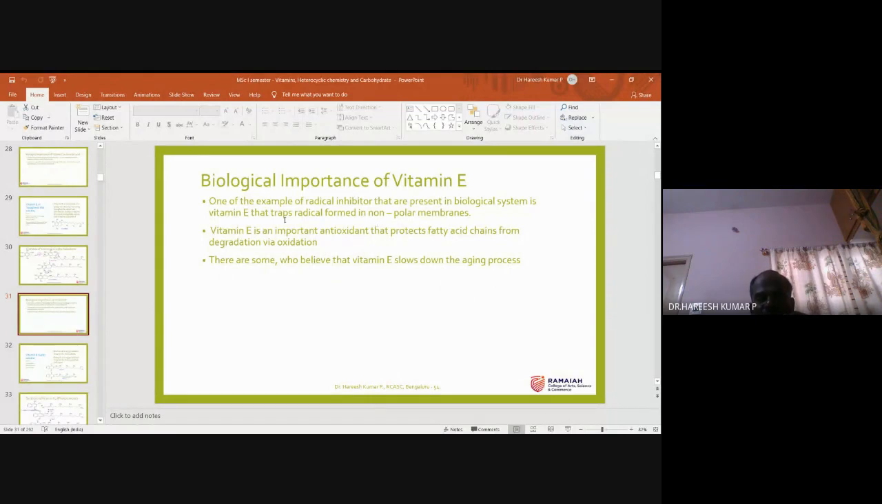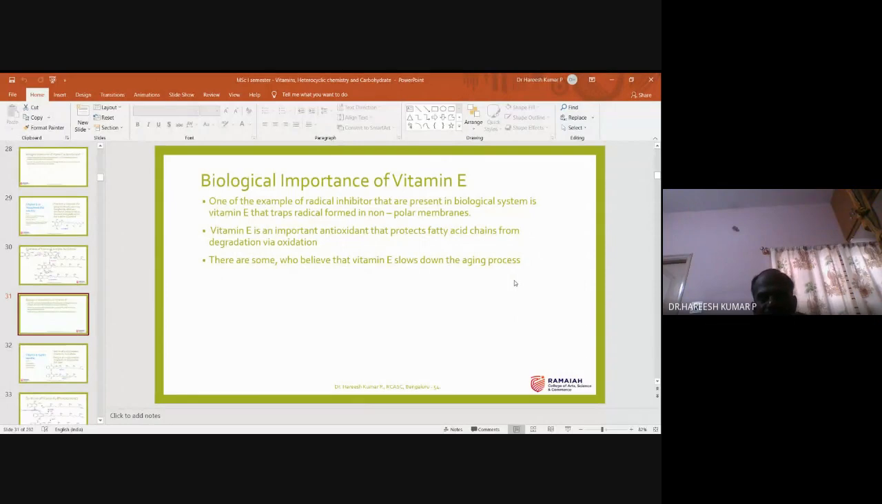So what you can say is that vitamin E traps the radical formed in non-polar membranes. Okay, and vitamin E is an antioxidant that protects the fatty acid chain from degradation via oxidation. And there are some who believe that vitamin E slows down the aging process. These are the 3 points you can write as far as vitamin E or tocopherol is concerned. So with this, I will go to the next slide.